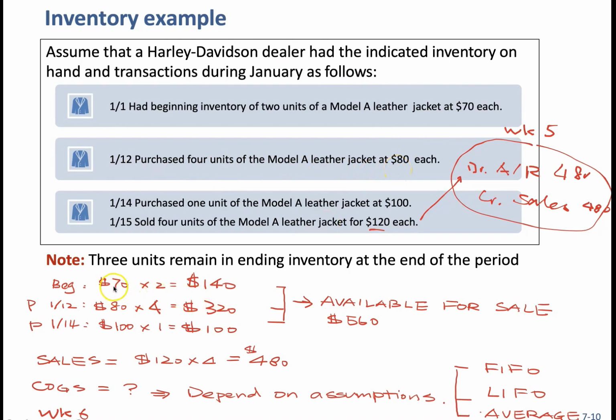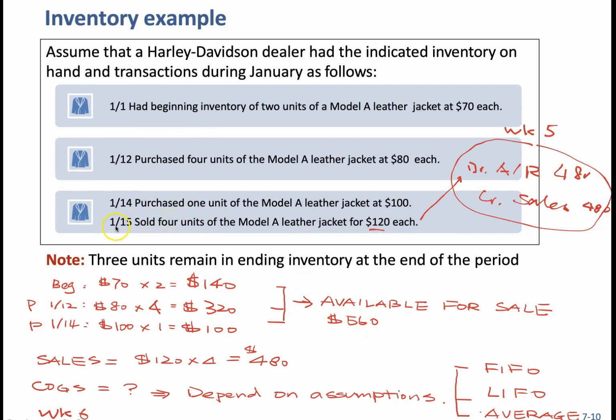Okay, so if I calculate the beginning inventory, $70, 2 pieces, that's $140. The purchase January the 12th, $80 each, 4 pieces, and then $320 in total, right? On the 14th, they purchased another unit, and it's $100 each, so it's in total $100. You will see all these inventories we have at the beginning plus the purchases would equal something called available for sale. If I add them up, that's $560.